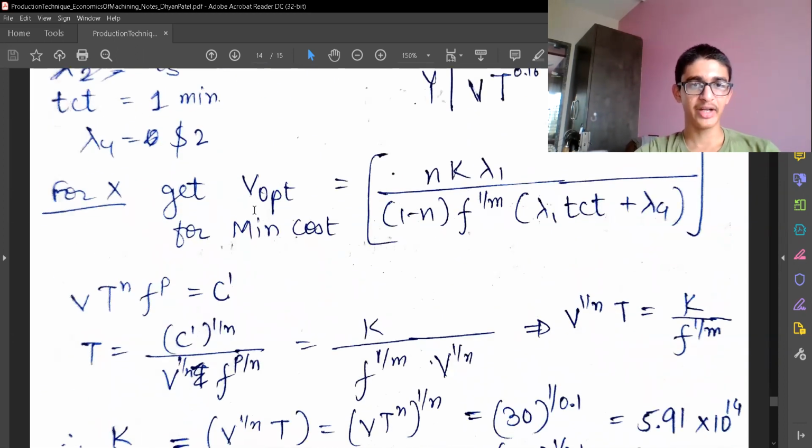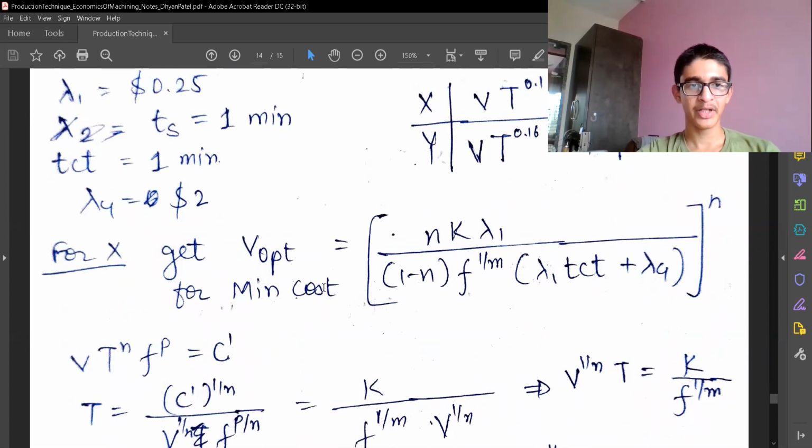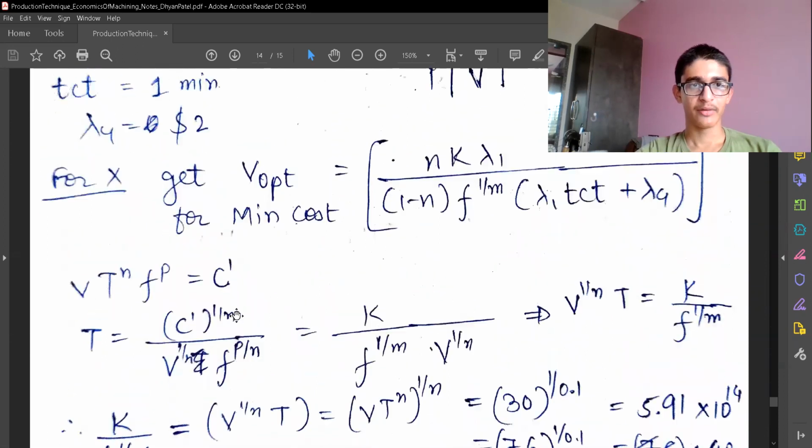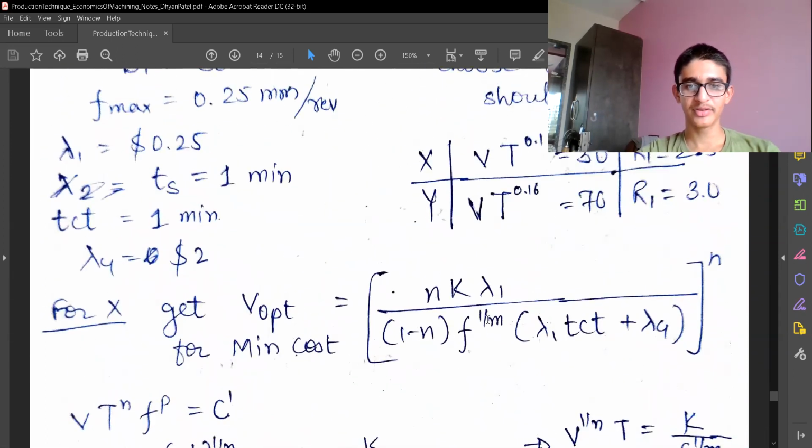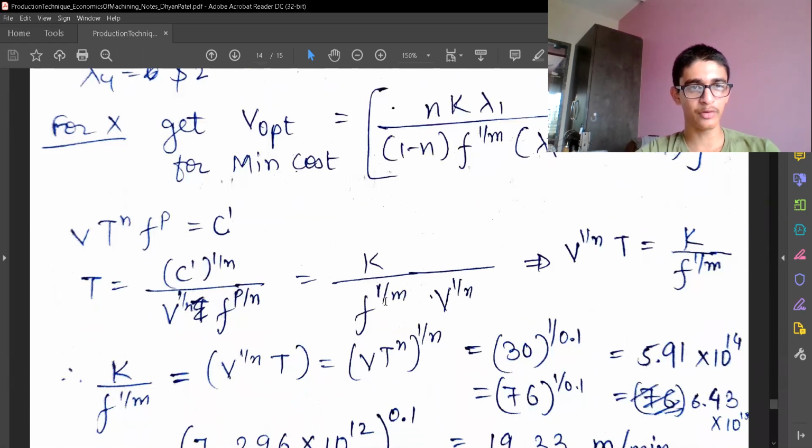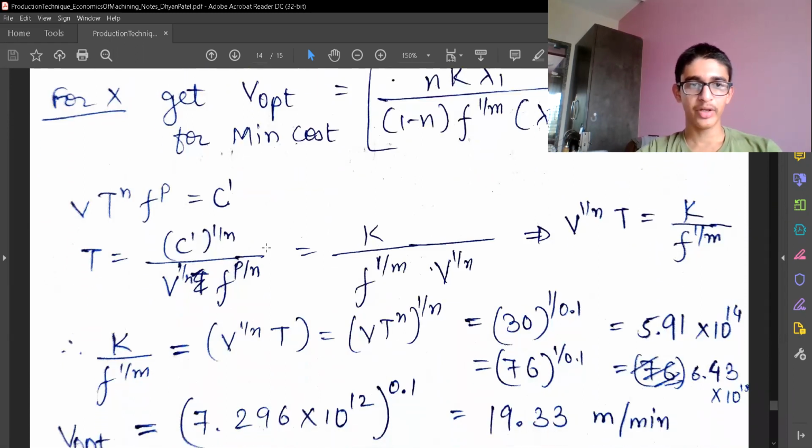So for X, we get the V optimum for minimum cost. This is the V optimum expression for the minimum cost point. For X, we need to use the F, M, and K values with respect to this Taylor's tool life equation, and for Y, we are going to use this Taylor's tool life equation. So the K value will change, and the M and N values will also change, so be careful over there.